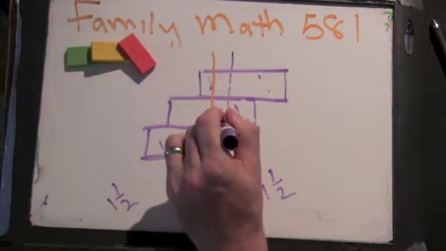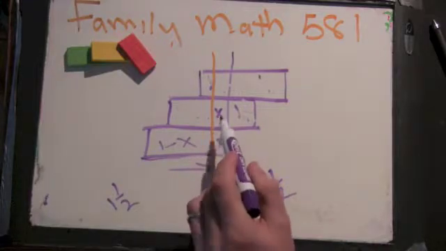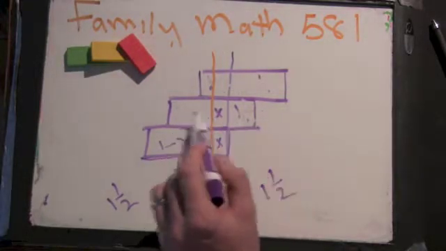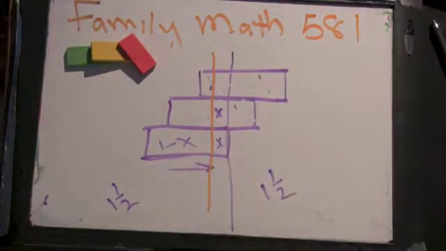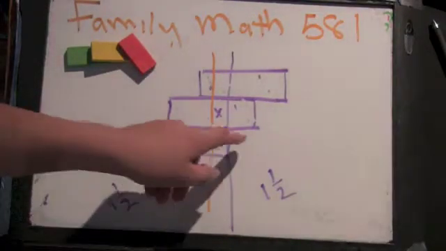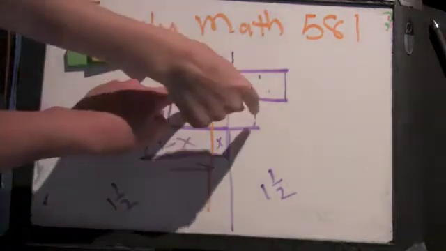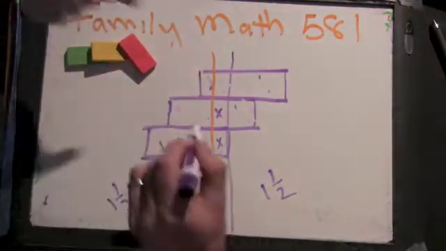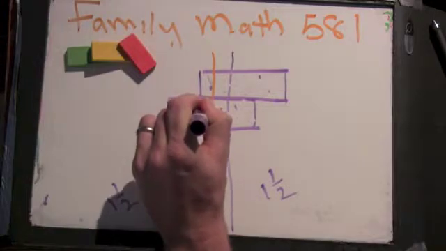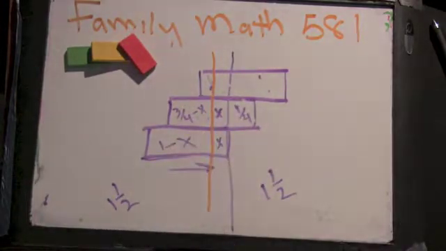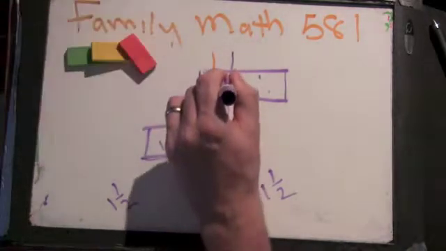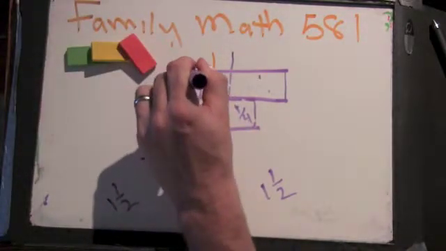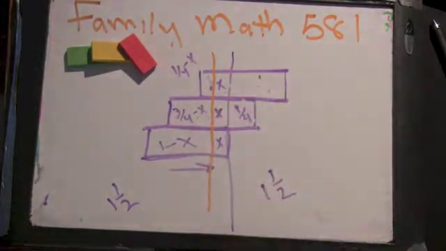This part is x here. So what are the rest of the parts of my brick? The other parts are 1 minus x in total. But here, this distance is 3/4 minus x, and you have a fourth over there. And what's going on here? This distance is x, and then you have a fourth minus x. And how about over here? You have 3/4.